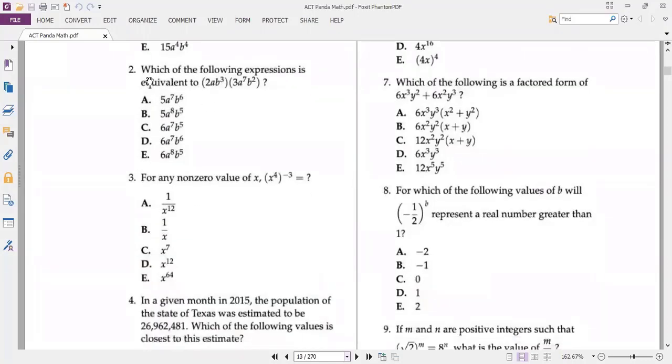Number 2: which of the following expressions is equivalent to this one? We have 5 options here. So the first option is eliminated, and the second as well, because 2 times 3 is 6. Also, in this one we have power 7, but it must be power 8. We add the powers; we don't multiply the powers, the same problem as before.